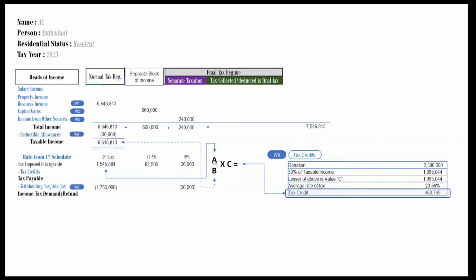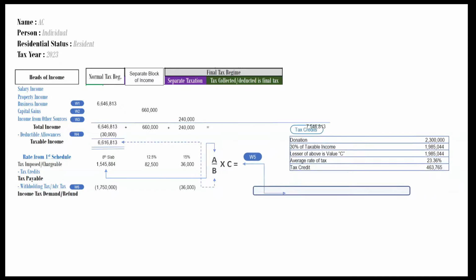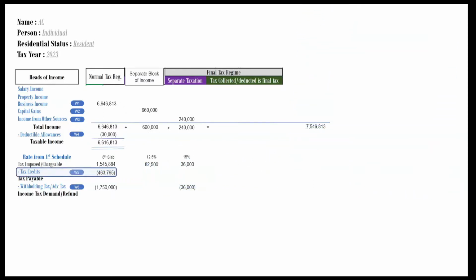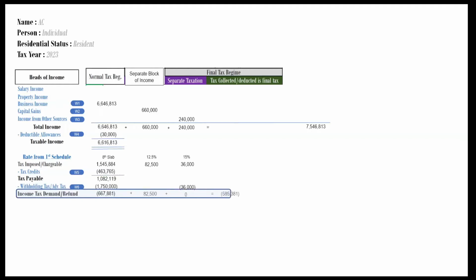Tax credit is rupees 463,765. Mention it in main answer format. Mention working reference for convenience of examiner. Tax payable is very easy to calculate now. Deduct withholding tax figures to find out tax demand or refund. Make totals of other columns also. There is a refund of rupees 585,381.